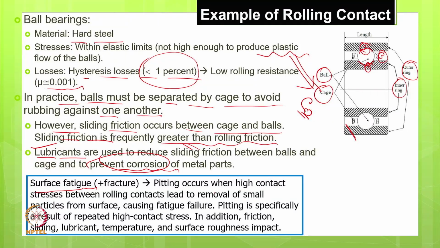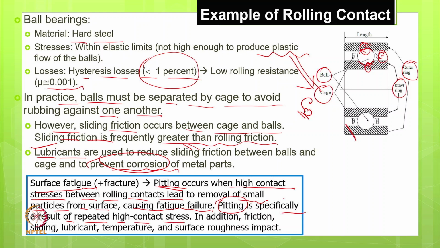So, surface fatigue in this case can be defined as basically a kind of pitting, which occurs particularly when the contact stresses are very high, in the gigapascal range. In rolling contact, this stress level is very high, and finally a small particle gets separated from the surface, and that causes the fatigue failure. Sometimes people don't use the term fatigue wear, they say pitting. Pitting is especially the result of repeated high contact stresses.